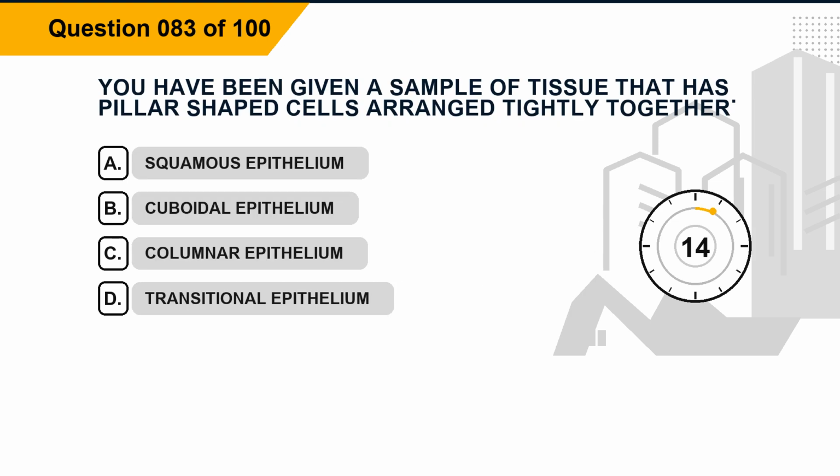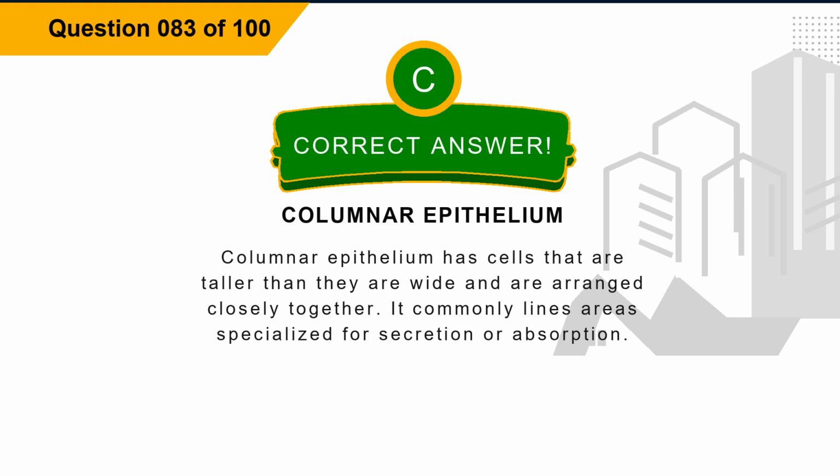Question 83. You have been given a sample of tissue that has pillar-shaped cells arranged tightly together. Option A, squamous epithelium. Option B, cuboidal epithelium. Option C, columnar epithelium. Option D, transitional epithelium. The correct answer is option C, columnar epithelium. Explanation. Columnar epithelium has cells that are taller than they are wide and are arranged closely together. It commonly lines areas specialized for secretion or absorption.